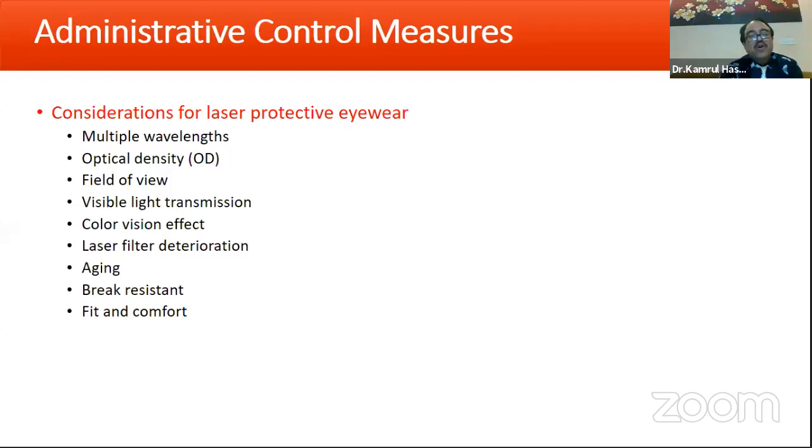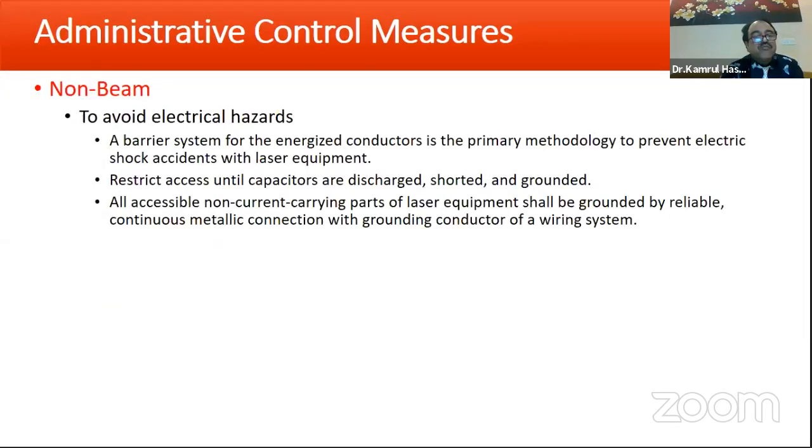For CO2 or normal lasers, commercial eyewear is enough. For KTP, it should be the reddish one. For Nd:YAG, it is a greenish one, considering color vision effect, laser filtration, break resistance, fit and comfort. To avoid electrical hazard, a barrier system for the anesthetic contact. Why?